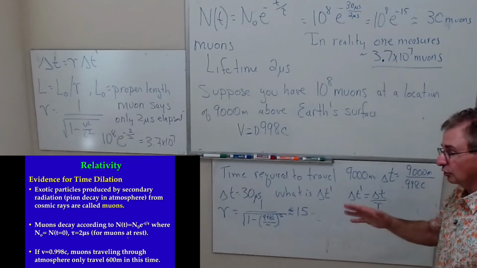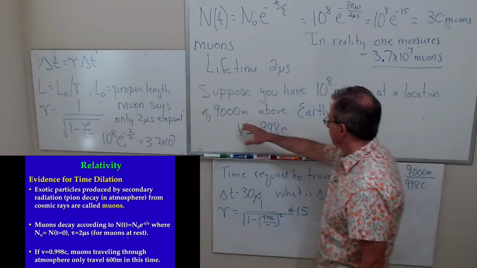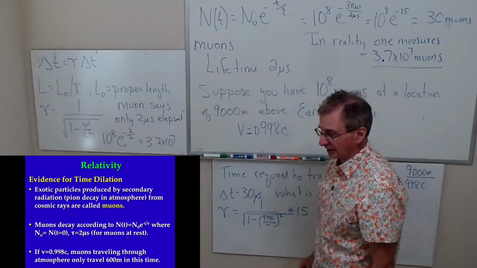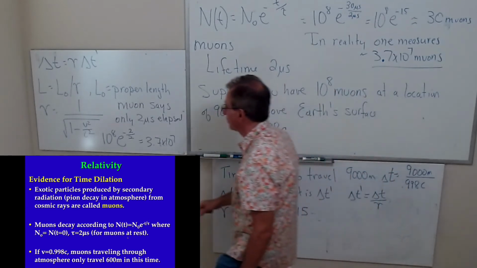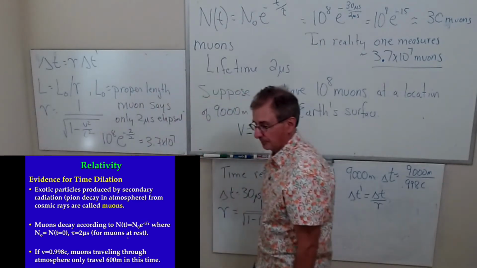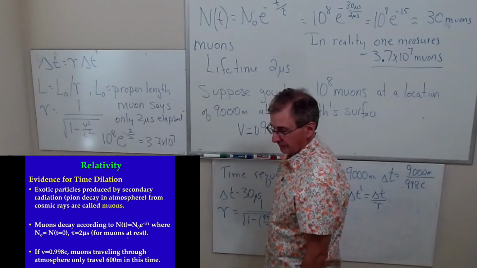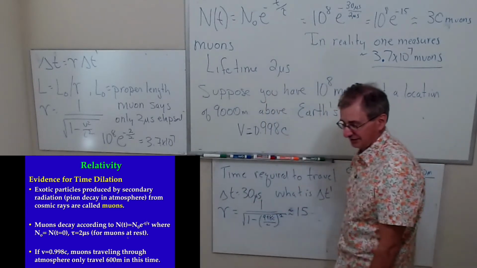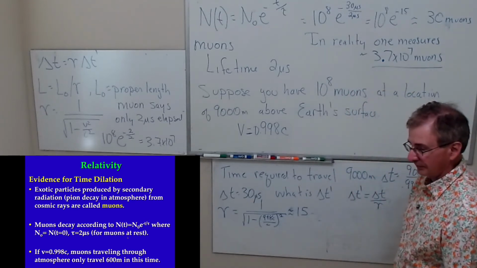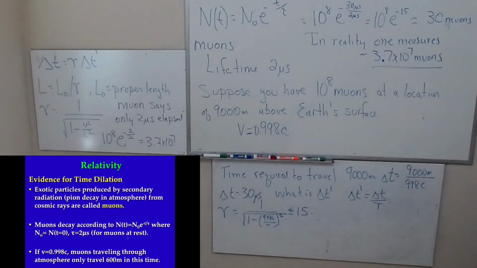Okay? Now you can look at this another way though. Because to us, that distance was 9,000 meters, but that distance to the muon is not 9,000 meters. That distance to the muon is going to be 9,000 divided by 15, which is 600 meters, which takes 2 microseconds for it to travel. And you get the result. So this provides evidence for time dilation.